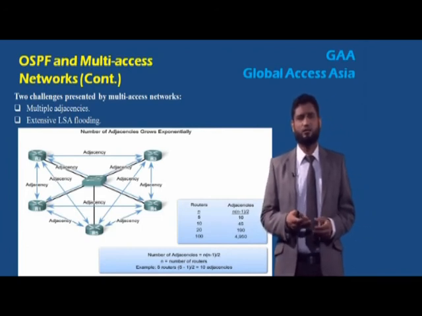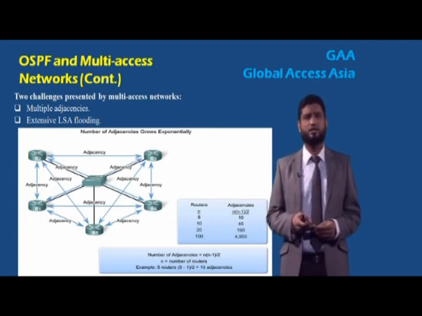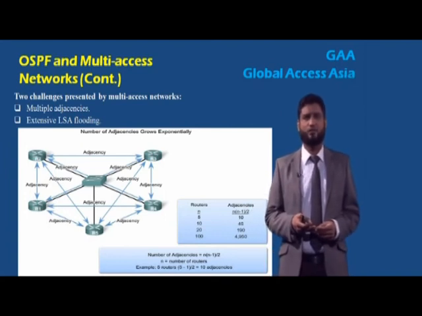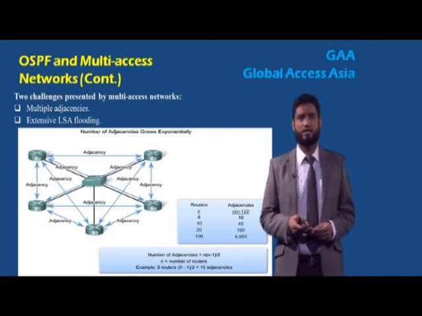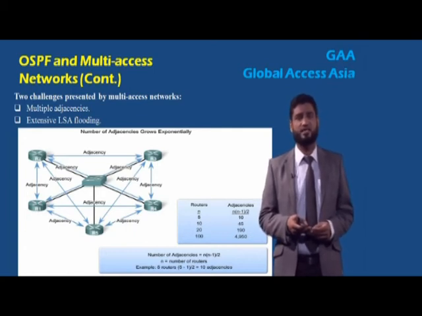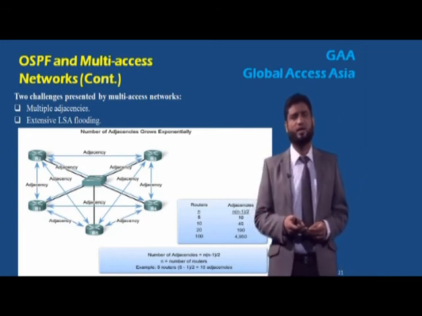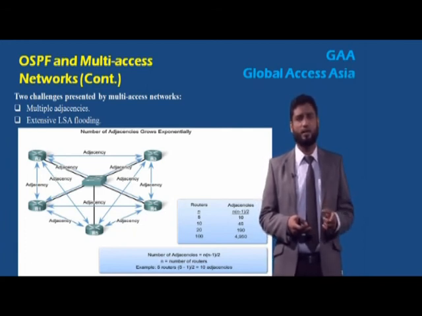The formula is, if 5 routers are associated with each other, n into n minus 1 divided by 2, so 5 into 4 divided by 2, that means 10 adjacencies. Similarly, if 100 routers are connected to each other, that means 4950 adjacencies. The problem is if one router sends information to other routers and the receiving routers all send acknowledgements, there will be too much load on the traffic.